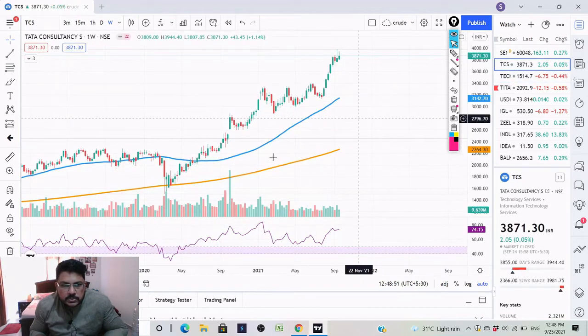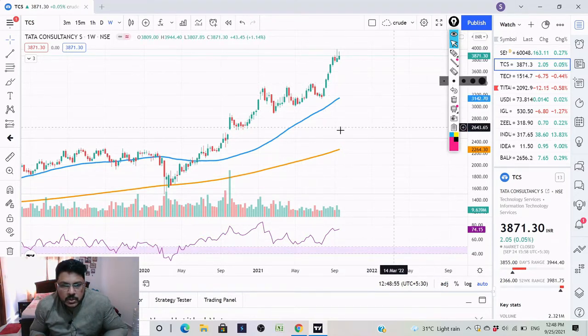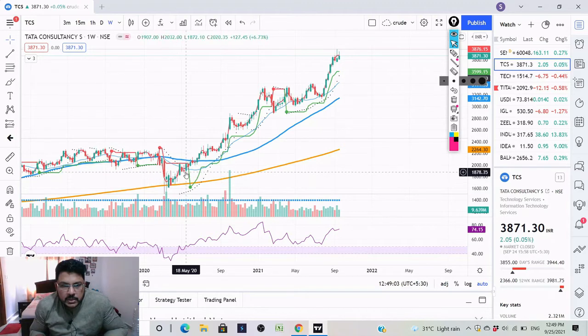TCS is also pretty decent. If you notice all the stocks, they have taken a nice support at the 200 period moving average. This was a perfect entry for you for long-term investment, and they are going up. Even if you follow our own strategy, weekly super trend would have given you an entry here. Your stop loss will be this super trend. You exit here, again you get an entry here, you enter here, and fail the stop loss.